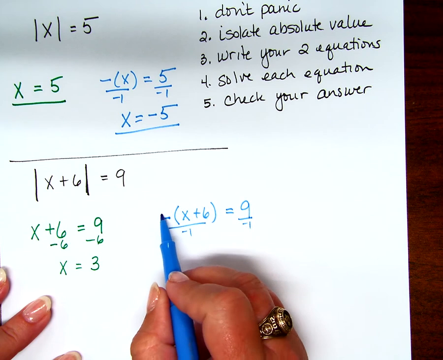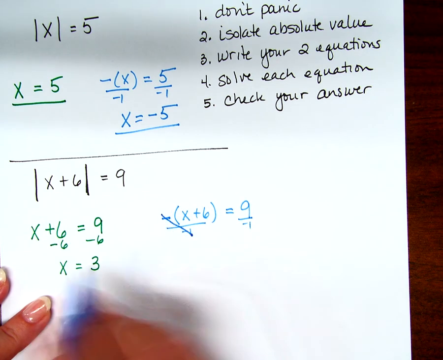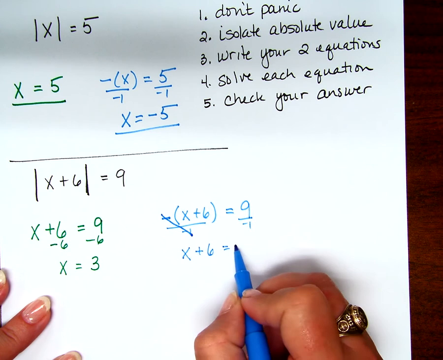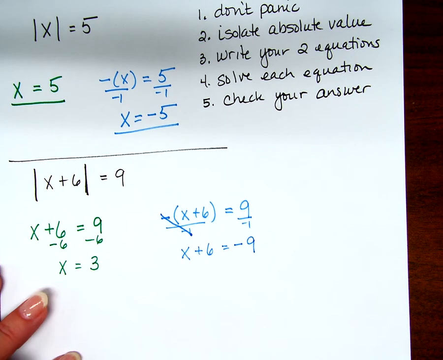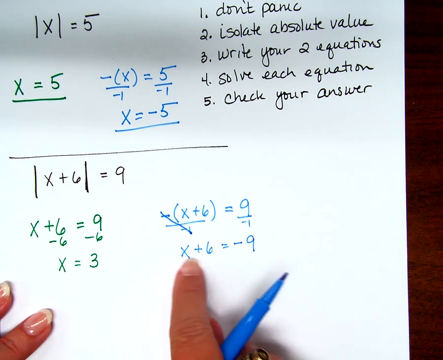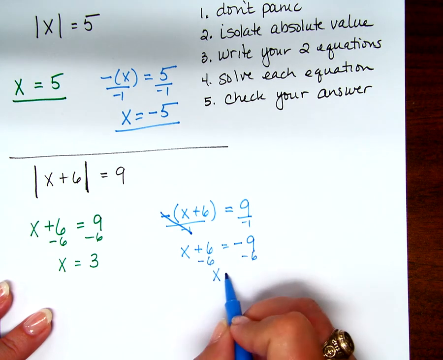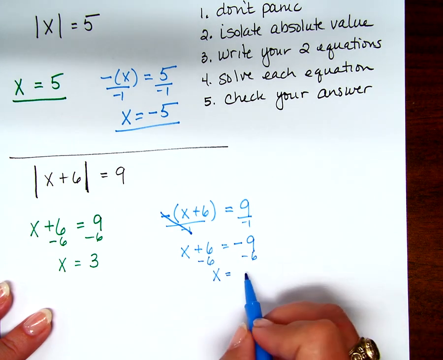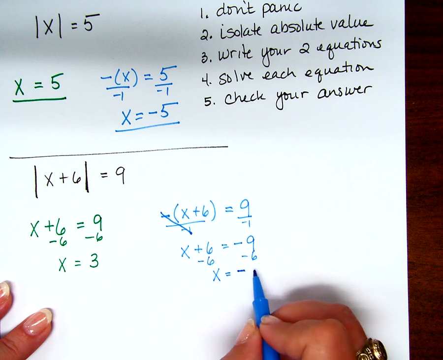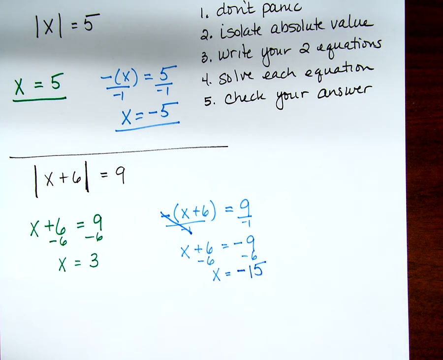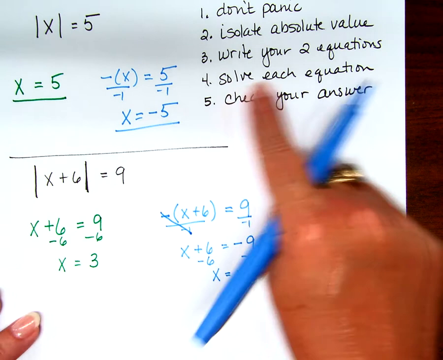So here, negative 1 divided by negative 1 simplifies to 1, and I'm just left with x plus 6 equals negative 9. To solve for x, subtract 6 on both sides, x equals, perfect, negative 15. So now I've solved each equation.